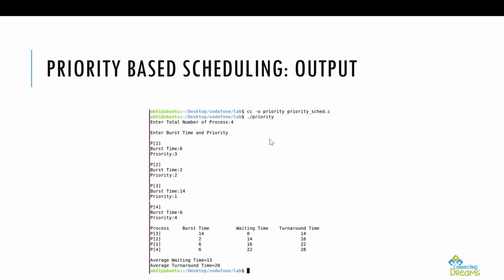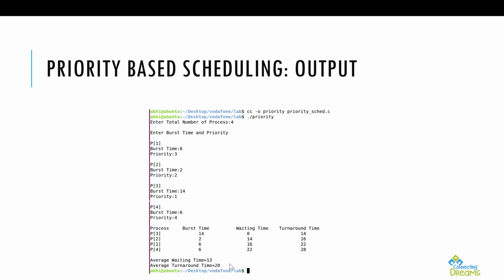This is a screenshot of the possible output that we will acquire. First we will compile the program, and then it is asking to enter the total number of processes. We can enter the total number of processes as 4. Then we have enter burst time and priority. For each of the processes, we have given their burst time and priorities. Based upon that, it has organized all the processes. So you can see that process P3, which is of the highest priority, comes first, and then process P2 of the second highest priority, then process P1 of the third highest priority, and finally process P4 of the fourth highest priority, dependent upon the burst time of those processes. So finally, here we can get the average waiting time and the average turnaround time.